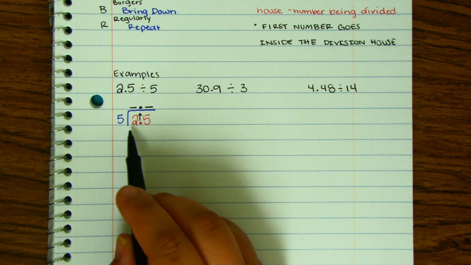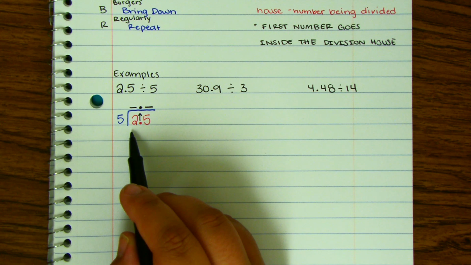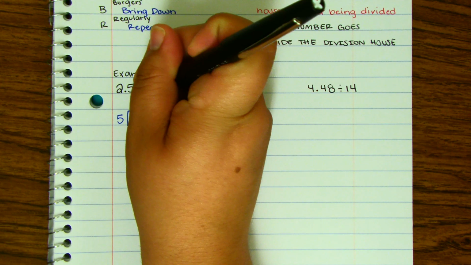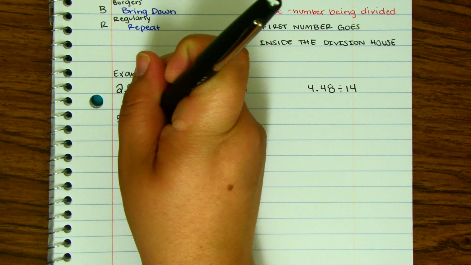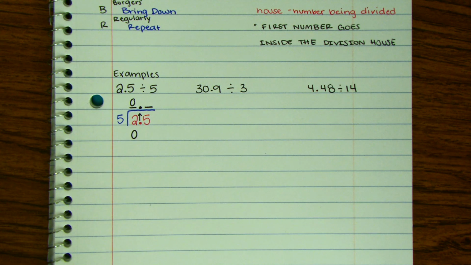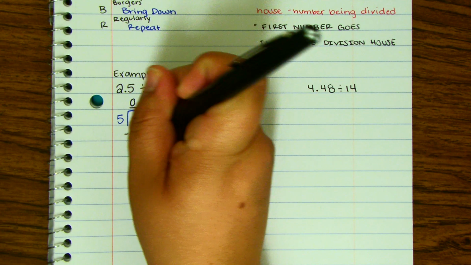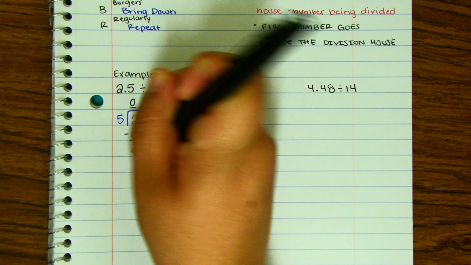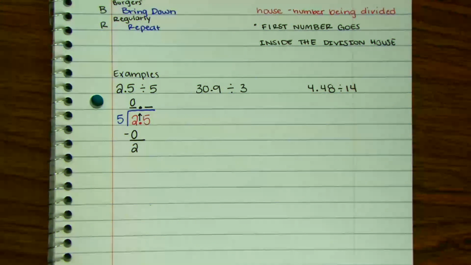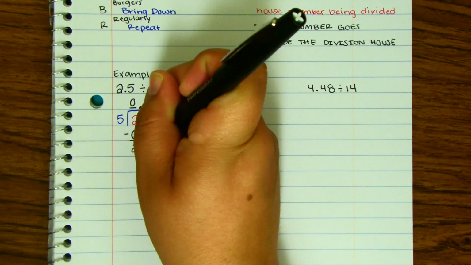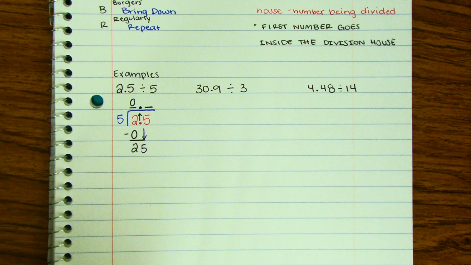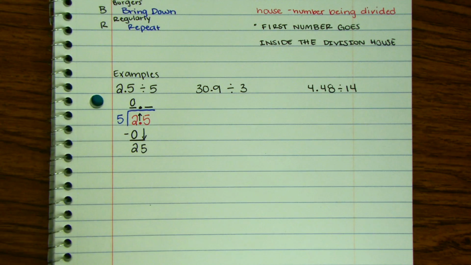5 goes into 2, 0 times, because 2 is smaller than 5. So I'm going to write a 0 up above the line. Then I'm going to multiply 0 times 5, which is 0. I'm going to go ahead and do my next step, which is subtract. 2 minus 0 is 2. And then I'm going to bring down my next number. I'm not going to worry about bringing down the decimal because the decimal has already been placed on top of the house. And I'm just going to worry about bringing down the numbers.